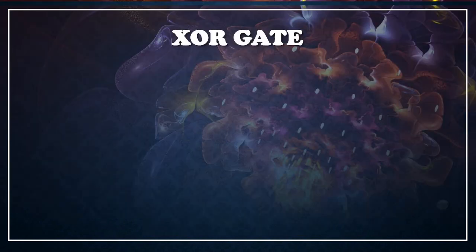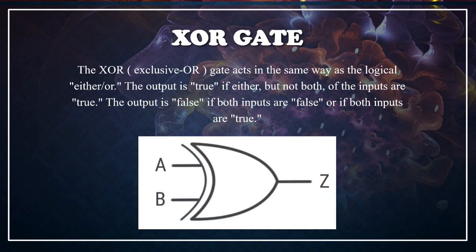XOR gate. The XOR gate acts in the same way as a logical either/or. The output is true if either, but not both, of the inputs are true. The output is false if both inputs are false, or if both inputs are true.